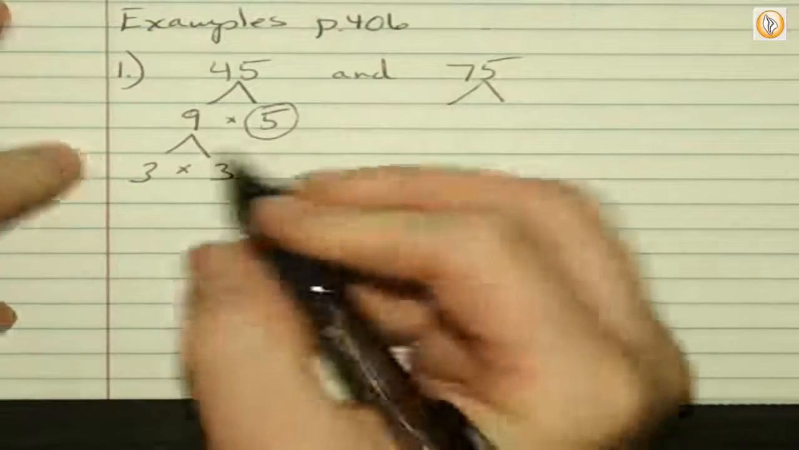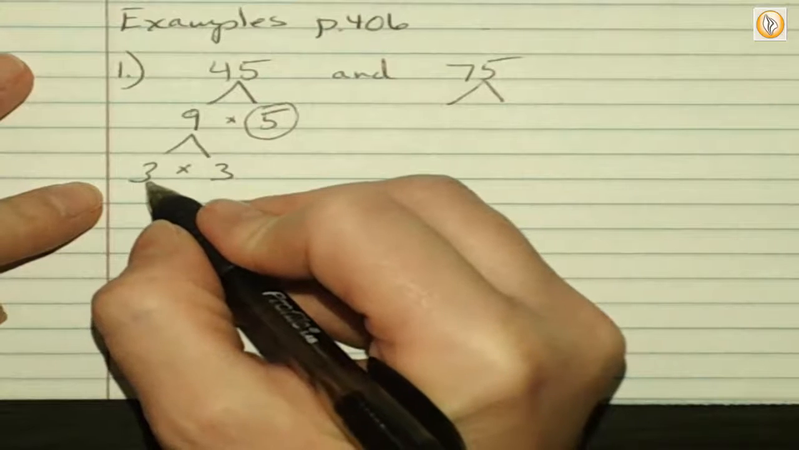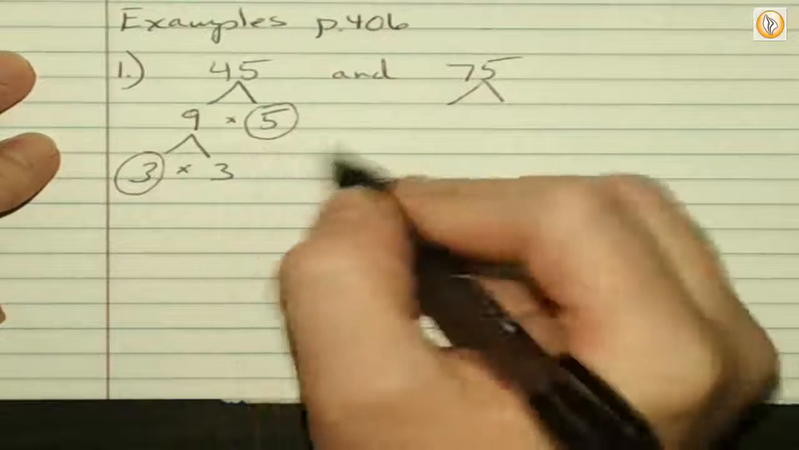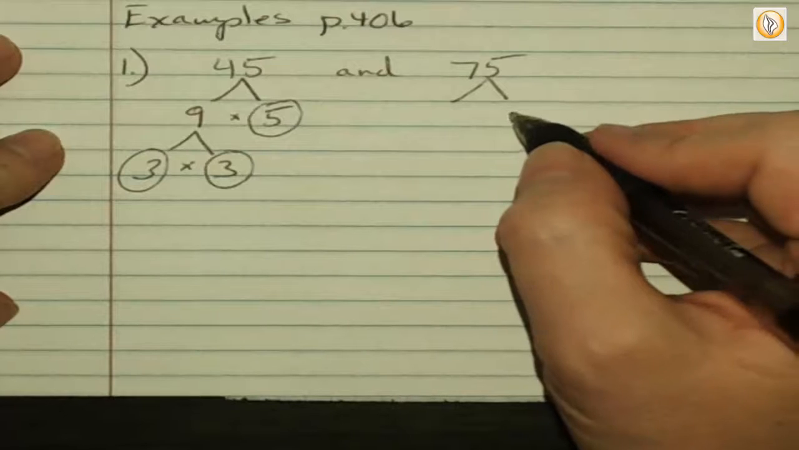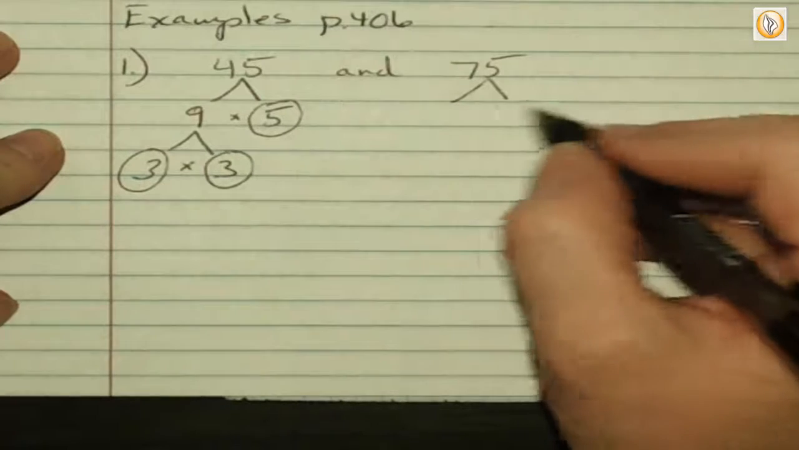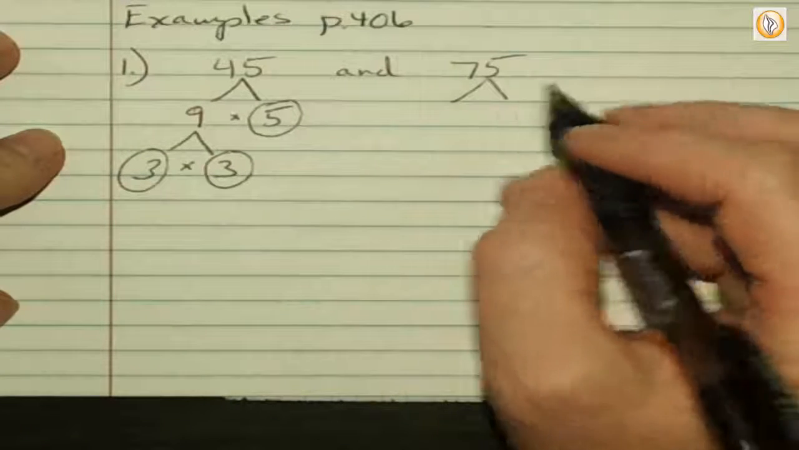3 times 3. Is 3 prime? Yes. So we circle the 3's. Now let's go over here to 75. Franz, what 2 numbers when multiplied give me 75? 5 and 15.